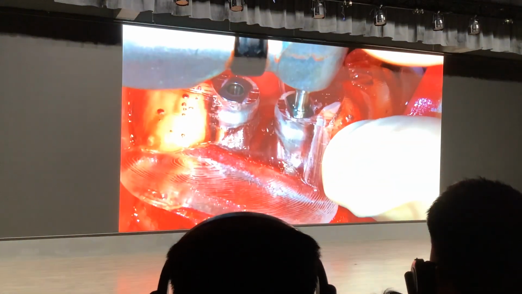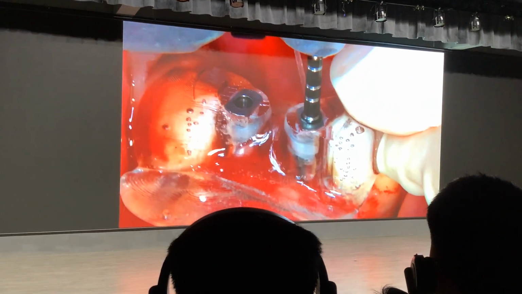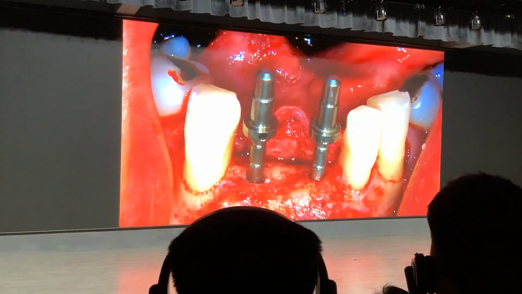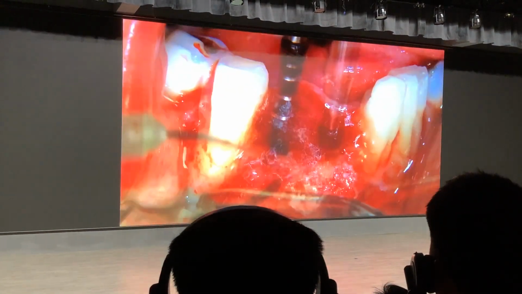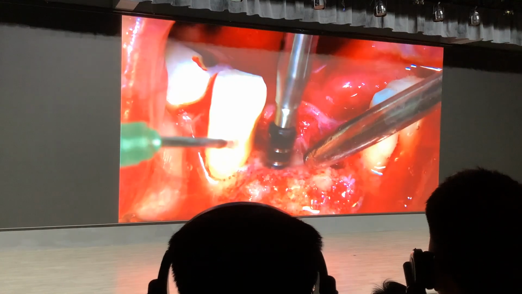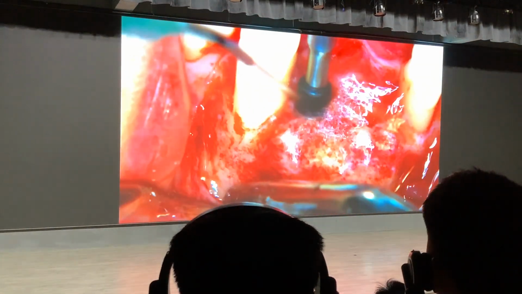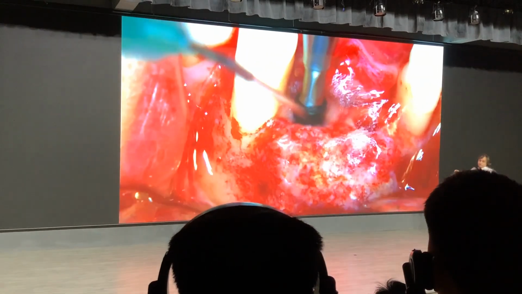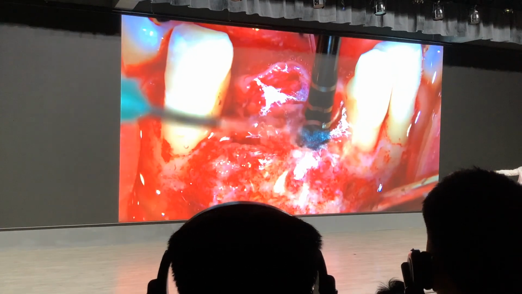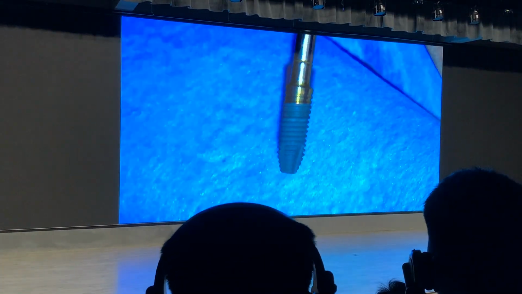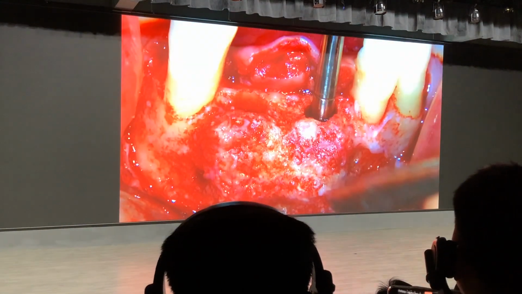Okay, there is the cross section. I'm going to place the implants. 2 375s or 3.5 Noble Active or 375 Parallels. But now I will have to place it deeper. See, it's not moving, very strong bone. I'm going to put it deeper, more apical.